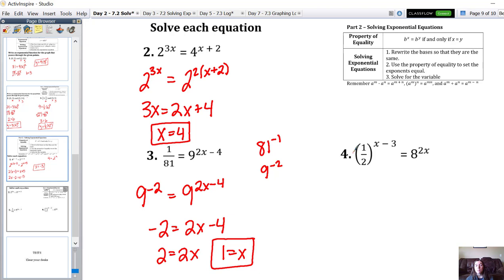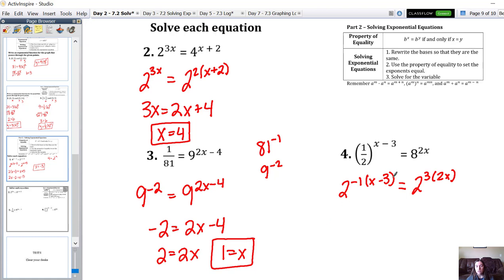In number 4, I'm going to change both bases to be integers, to be whole numbers. You could change the 8 to a 1/2, but I'm going to make both of them just 2. So this 1/2 becomes 2 to the negative 1. We still have the x minus 3. Then the 8, that's 2 cubed, so I have 2 to the 3, keeping that 2x. Now they both have a base of 2. Again, you could have made them both a base of 1/2 if you wanted to, but I like having the integers. So now I can focus on the exponents.